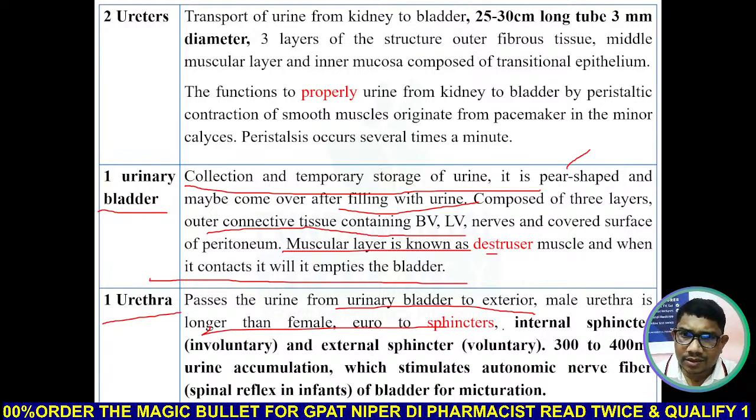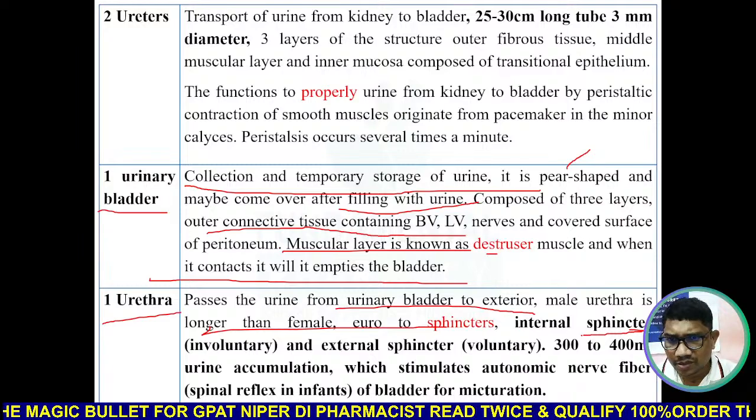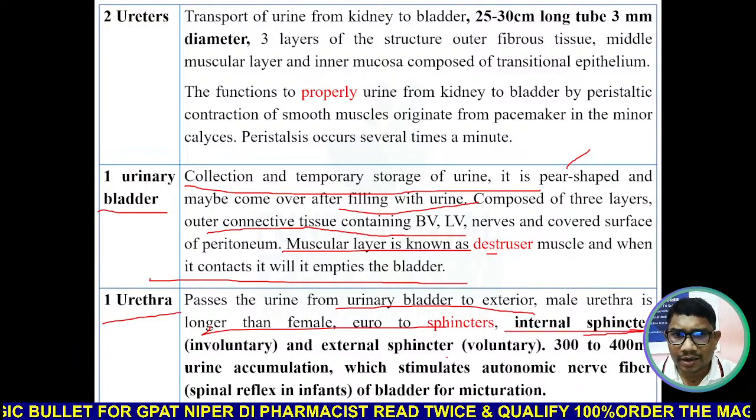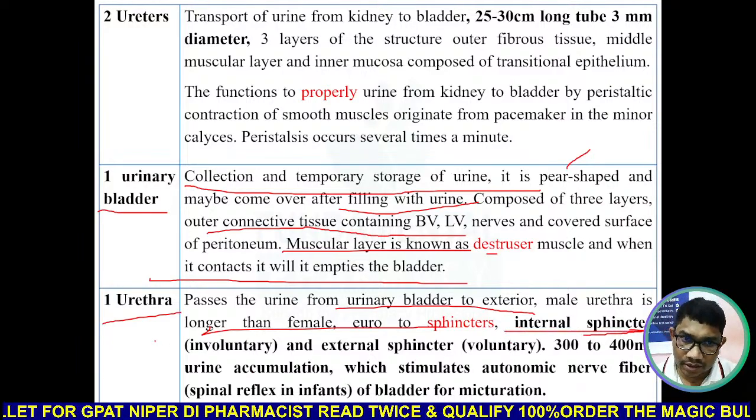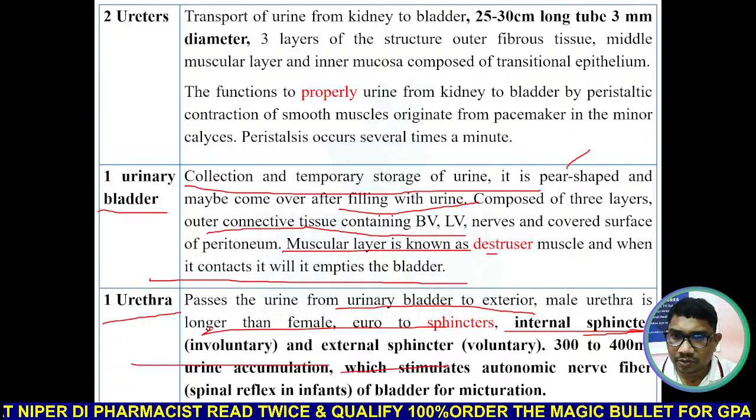Now the urethra has two sphincters, meaning gates. You can say gates of smooth muscle. So the internal sphincter, which is involuntary in nature, and the external sphincter, which is voluntary in nature.